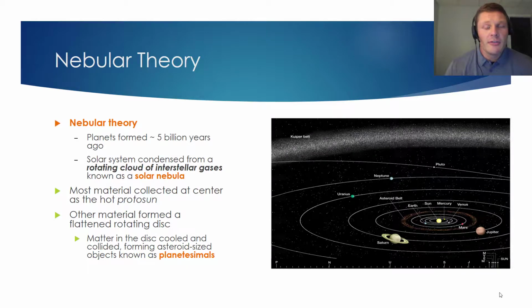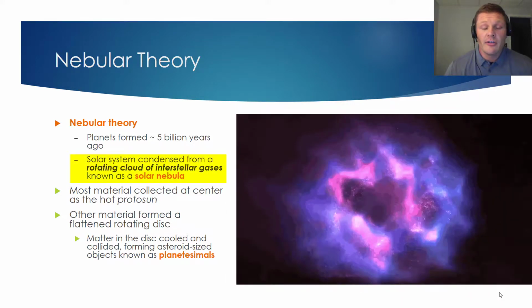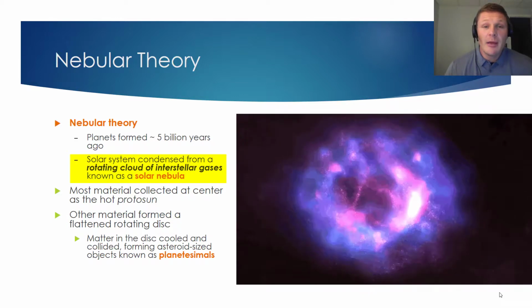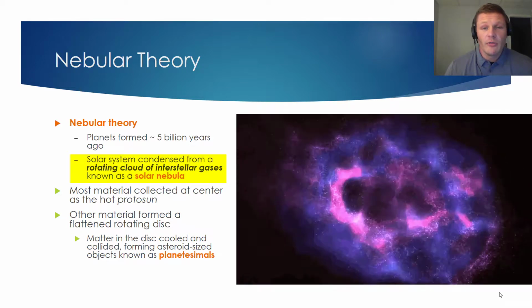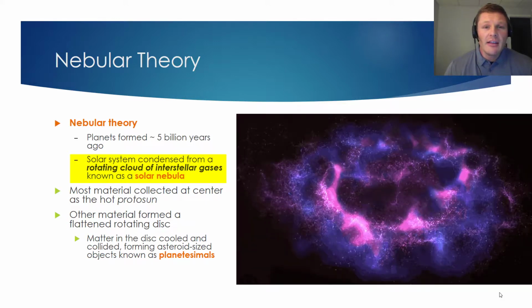The nebular hypothesis suggests that all bodies in the solar system formed from an enormous nebular cloud consisting mostly of hydrogen and helium. Our solar system condensed from a rotating cloud of interstellar gases known as a solar nebula. About 5 billion years ago, that nebula started to contract, very likely due to a shock wave caused by a supernova explosion. And as that spiraling nebula contracted, it gained speed.